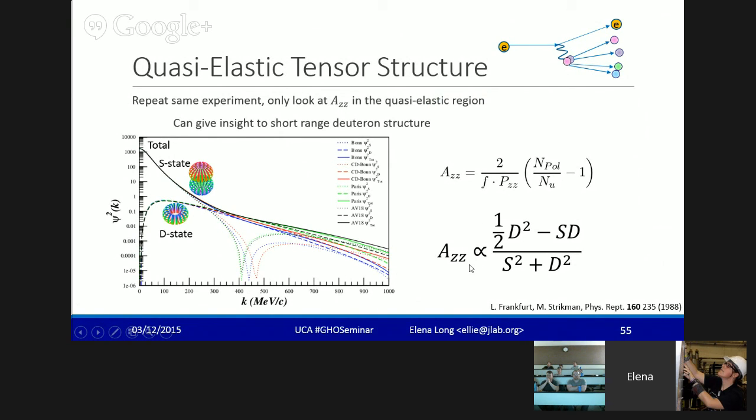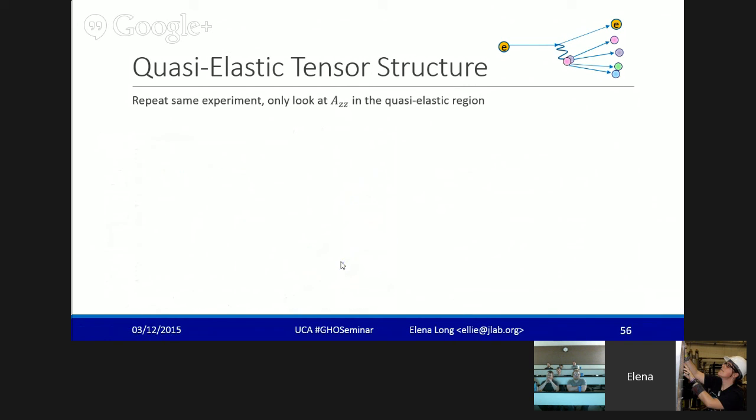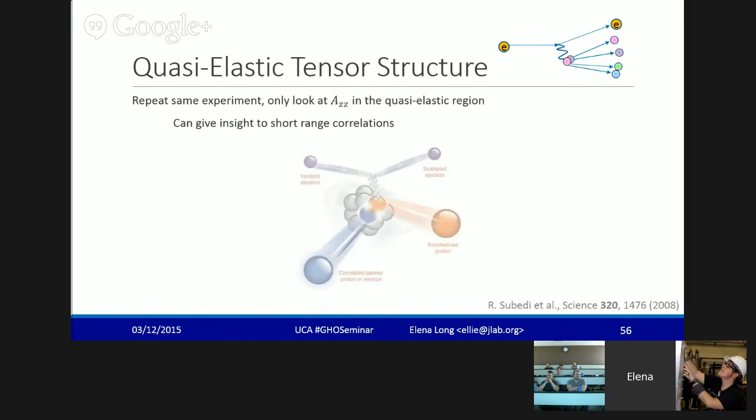And this observable in the quasi-elastic region instead of deep inelastic is related to this ratio. And understanding this ratio at high momentum transfer is really important right now because we get these big deviations depending on the theory. You also see this deviation between this blue and this red curve. Those blue and the red curve are calculations being used to understand short-range correlations.